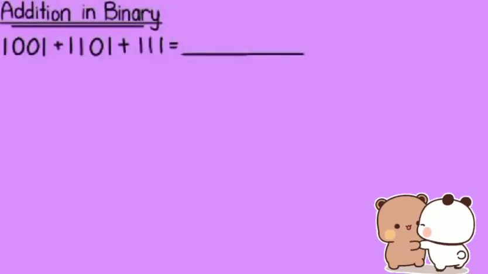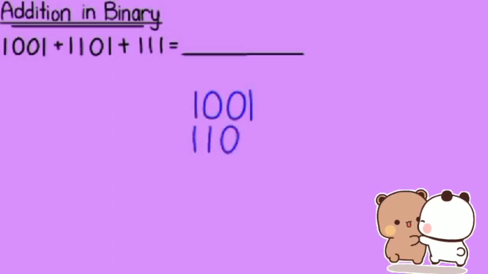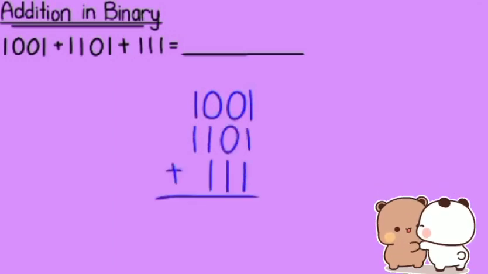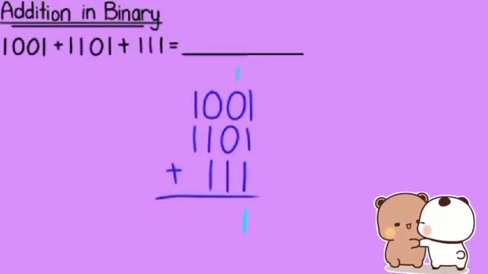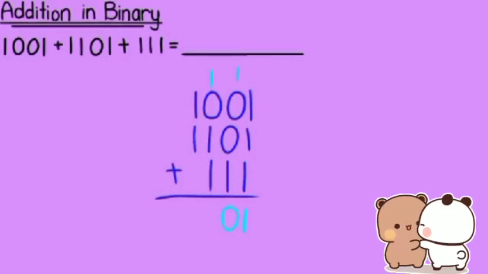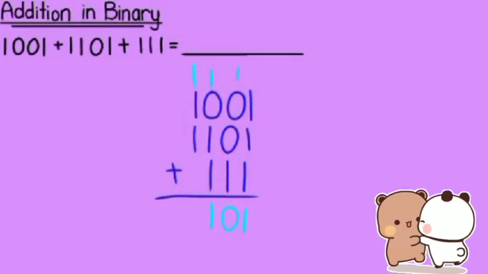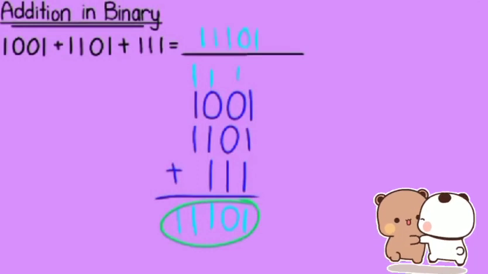How to do addition in binary? First, you have to remember that 1 plus 1 in binary is 10. Starting, 1 plus 1 plus 1 is 11, carry 1. 1 plus 0 plus 0 plus 1 is 10, carry 1. 1 plus 0 plus 1 plus 1 is 11, carry 1. And 1 plus 1 plus 1 is 11. So this is the answer in the given binary addition.